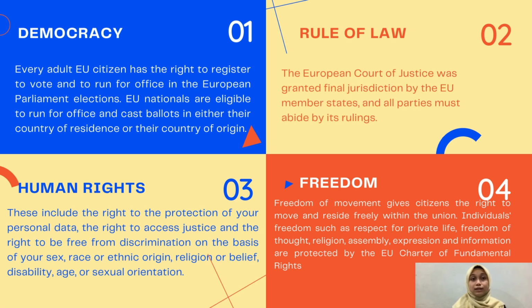The next key characteristic is the rule of law. The European Court of Justice was granted final jurisdiction by the EU member states, and all parties must abide by its rulings. The next characteristic is human rights. They include the right to protection of your personal data, the right to access justice, and the right to be free from discrimination on the basis of your race, origin, belief, disability, age, or sexual orientation.